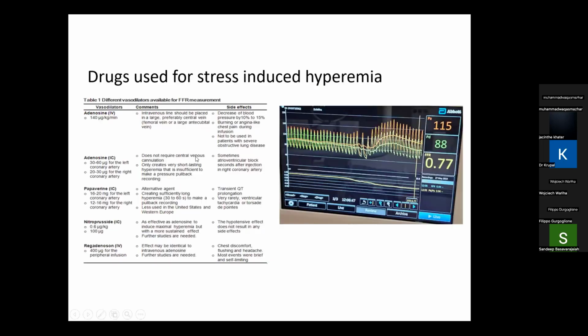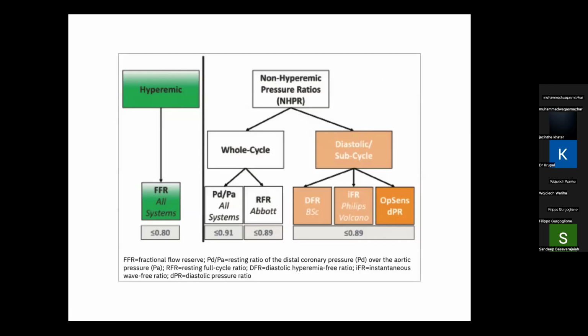Now, because of the side effects of adenosine, and giving adenosine IV and waiting for its action, the whole thing will take a lot of time to prepare adenosine and give it. To bypass that, there are some non-hyperemic parameters which can be used as a surrogate marker for FFR. These are either whole cycle or diastolic cycle parameters. They are either the PD by PA ratio, or RFR, that is resting full cycle ratio, or DFR, which is diastolic hyperemic free ratio, or iFR, the instantaneous wave free ratio, or DPR, that is diastolic pressure ratio. These are the commonly used.